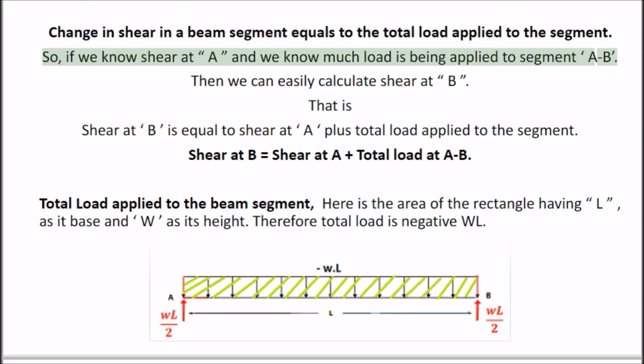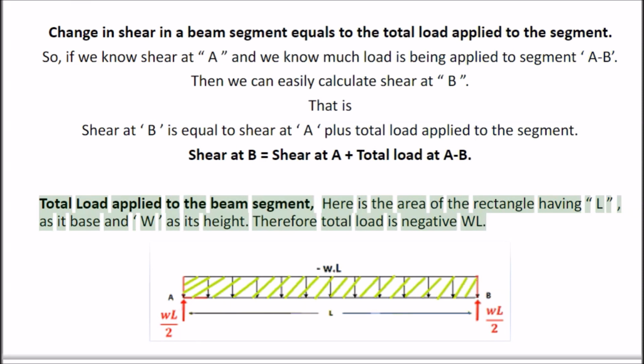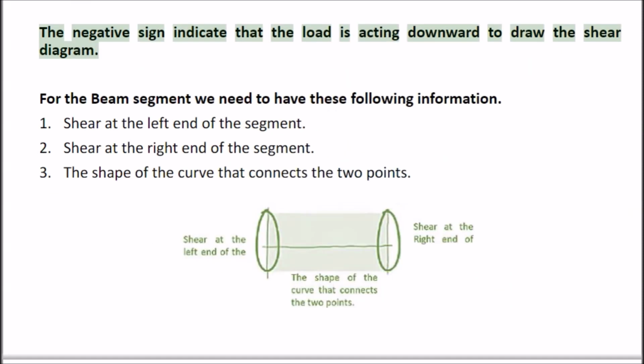So, if we know shear at A and we know how much load is being applied to segment AB, then we can easily calculate shear at B. That is, shear at B is equal to shear at A plus total load applied to the segment. Total load applied to the beam segment here is the area of the rectangle having L as its base and W as its height. Therefore total load is negative WL. The negative sign indicates that the load is acting downward.